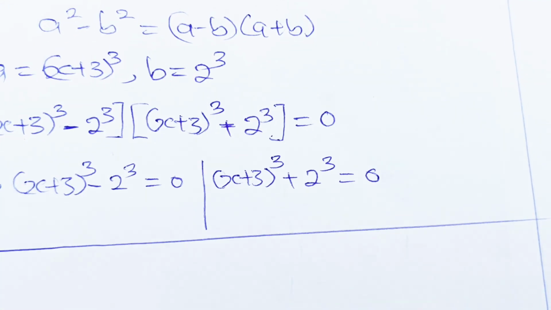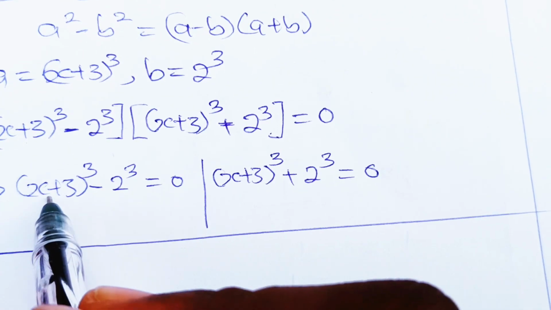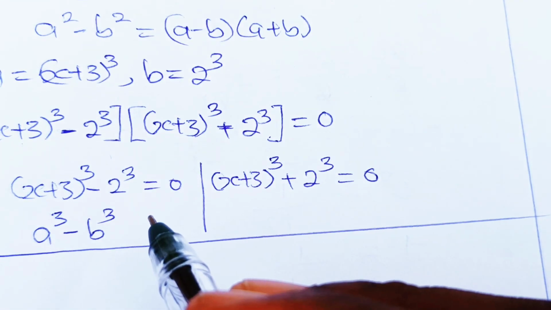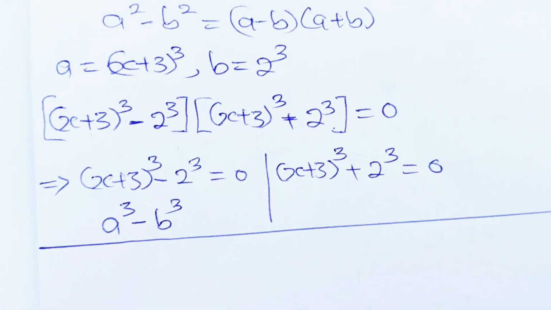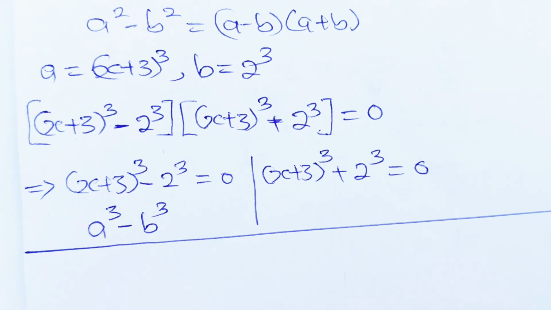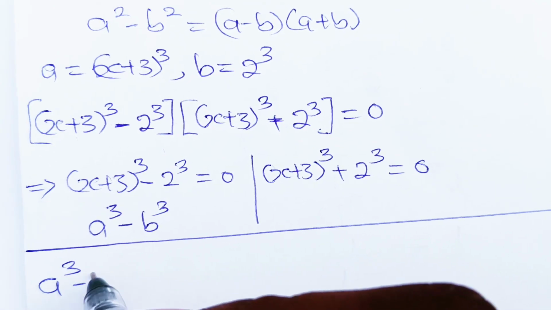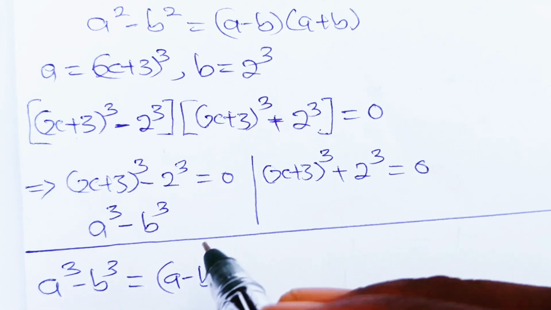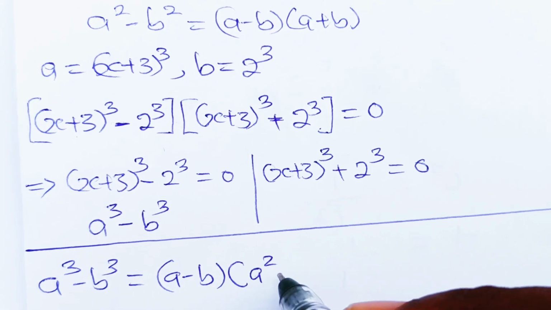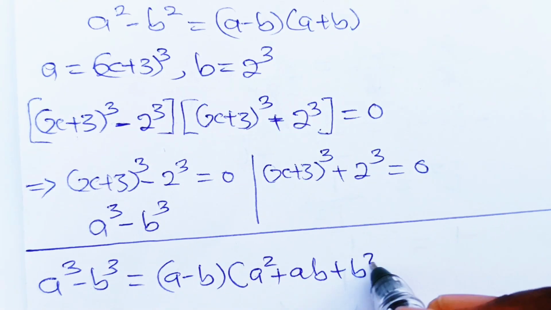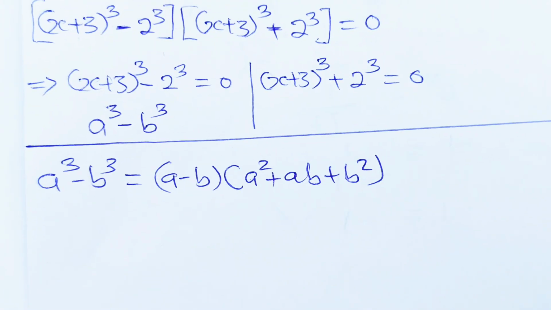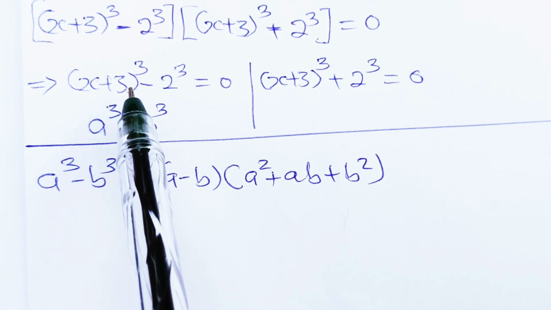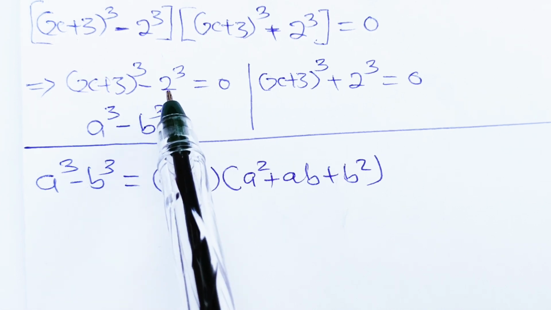All right. Now, for the first part, we can see a^3 − b^3 here. Now, I want us to recall our algebra identity. Let's recall the identity that states that a^3 − b^3 is equal to (a − b)(a² + ab + b²). All right. Now recall that in our case, a is equal to x + 3, and our b is equal to 2.